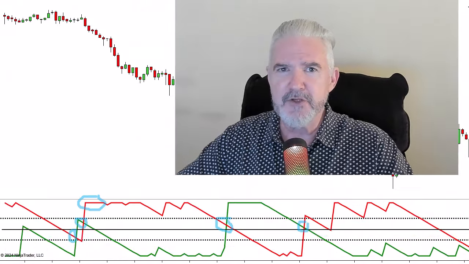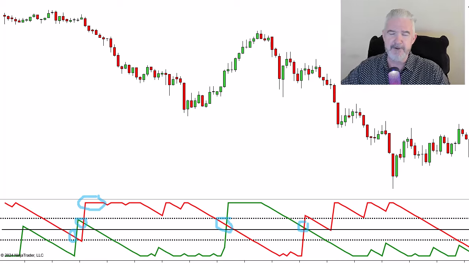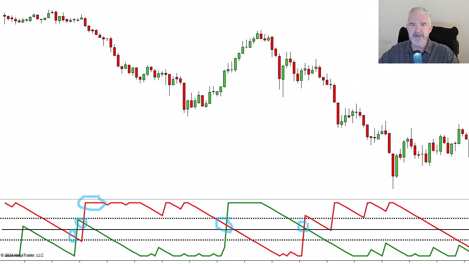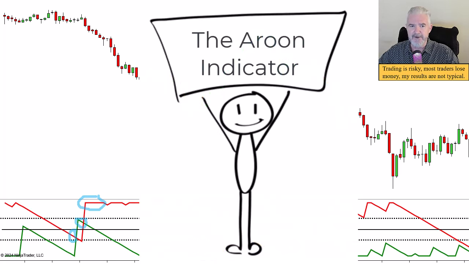Today we're going to look into a rarely used trend indicator that works amazingly well. And I don't know why more people don't use this, and it's very different than other trend indicators. So because it's so different, you might get different results than you're currently getting, which probably for most of you would be good. So it's called the Aroon Indicator.